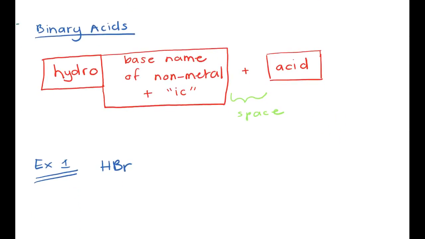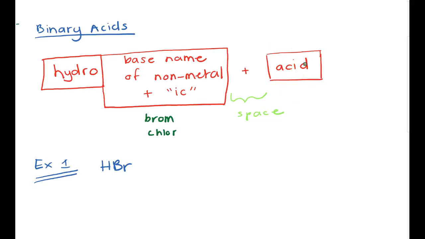For this one, we're going to have hydro at the beginning of all of the names. Again, these don't contain oxygen. Then the base name of the nonmetal, just like in the nomenclature we've done before, for example brom or chlor. Those are going to be our base names. And we're going to add ic to that. We have a space, and then we write the word acid.